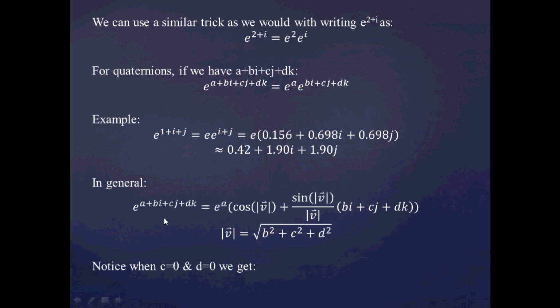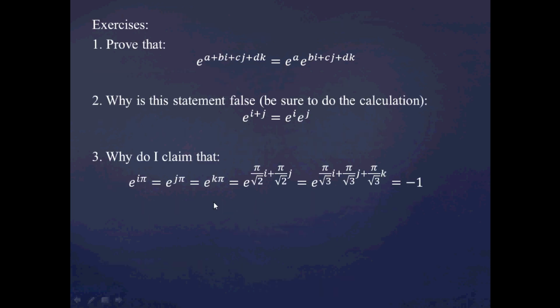And notice in the special case when c and d go to 0, I have something that looks like e to the a plus bi. If you work through this formula here, you'll find that this is exactly what we have for Euler's formula. We have e to the a plus bi is given by e to the a power times cosine b plus i sine b. That'll wrap up this video.